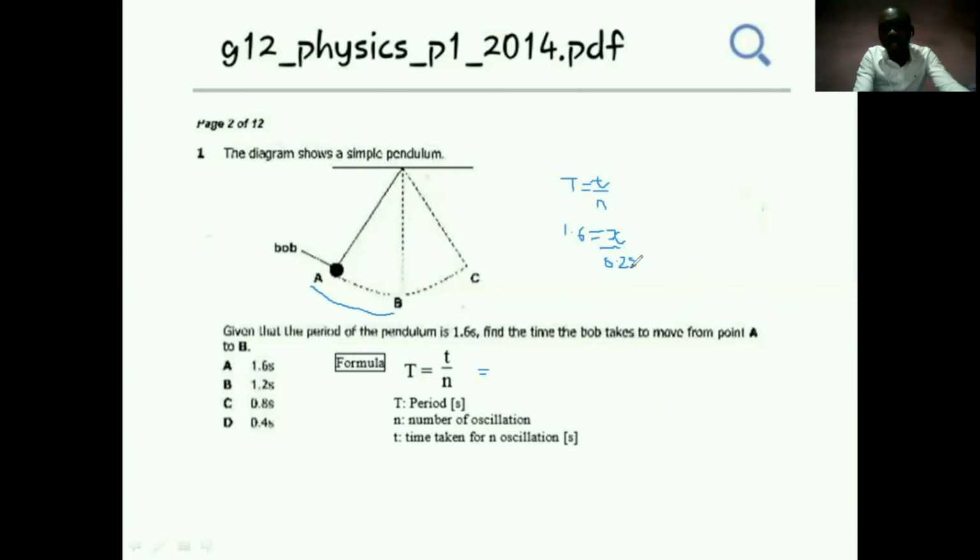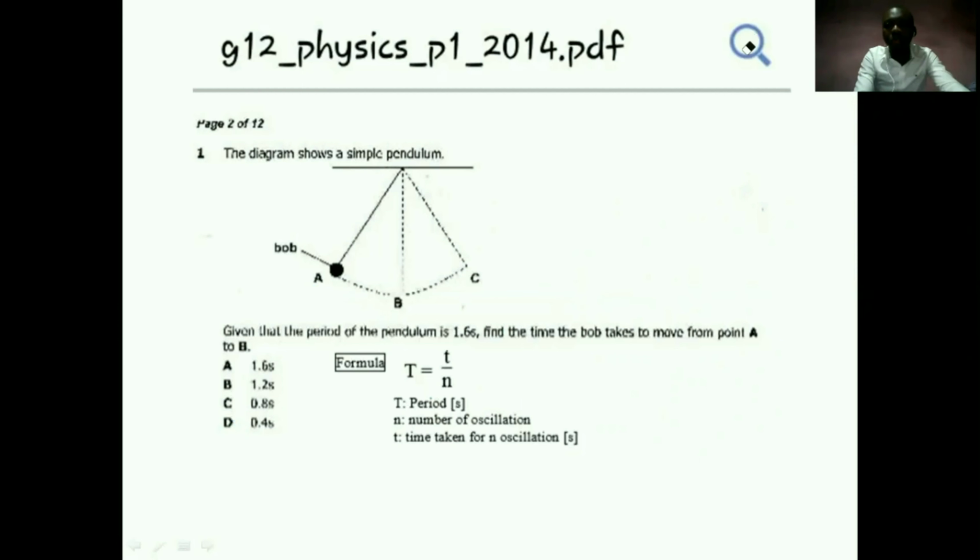So now we are cross multiplying to solve for X, which is the time. X is equal to 1.6 times 0.25, which gives us 0.4. So the answer for question A is 0.4 seconds, meaning our answer is D. So for question 1, the answer is D.